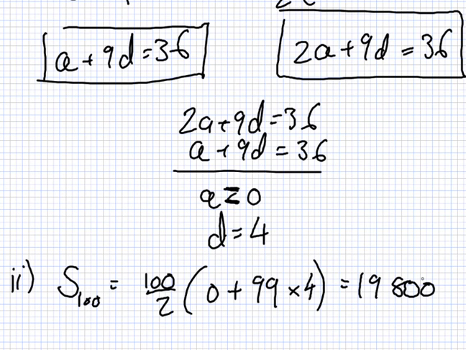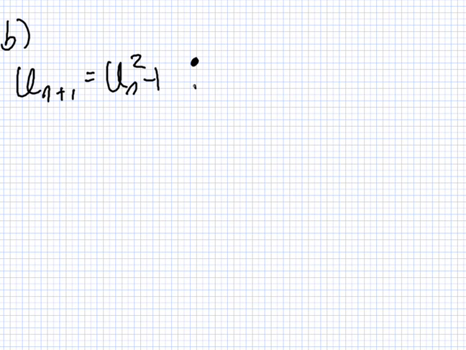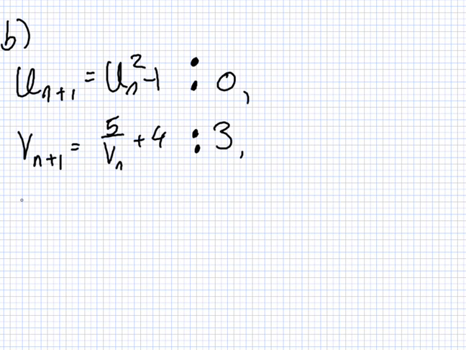Now on to part B of that question. I can scroll down? Yep. So part B, you're given 3 sequences. u(n+1) equals u(n) squared minus 1, and they tell you to start at 0. You have v(n+1) equals 5 over v(n) plus 4, and they tell you to start at 3. And you have w(n+1) equals w(n) squared minus 5, and they tell you to start at 2.